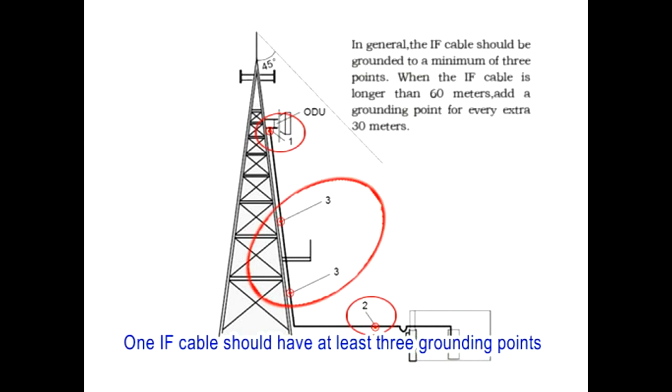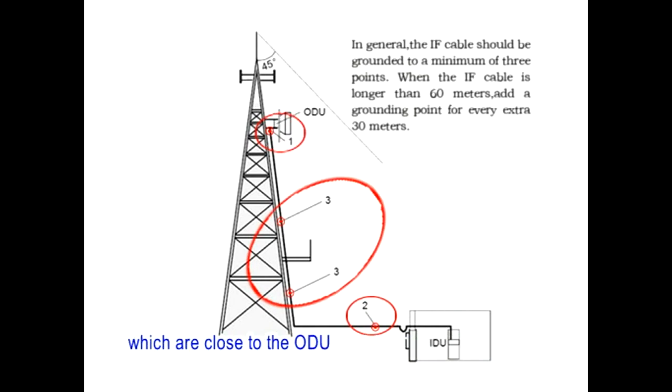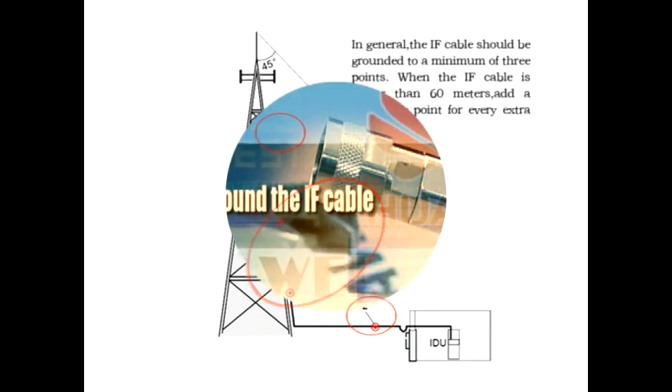1. One IF cable should have at least 3 grounding points, which are close to the ODU, close to the entrance of the equipment room, and at the middle of the IF cable. The middle grounding points should be evenly distributed on the cable.